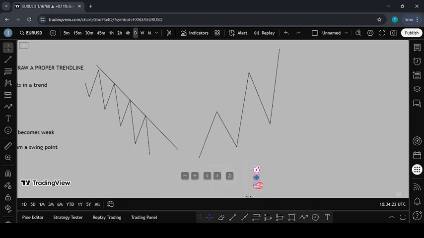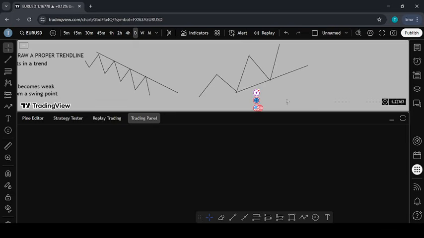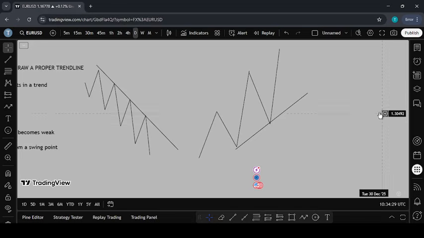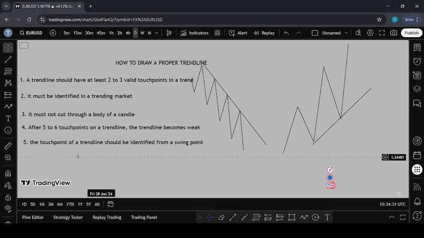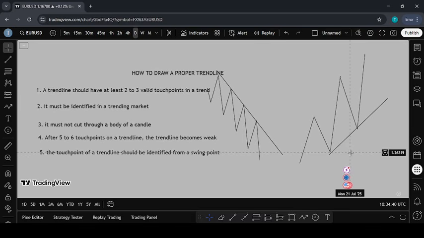These are the touch points you want to pick to map out your trend line, not the ones that did not actually create a swing. That's why I said the touch point of a trend line should be identified from a swing point. The generality of what I want to teach here, I'm not teaching trend line strategies, is that you can use a trend line to identify the direction of the market in order for you to catch proper trades, proper SMC setups.